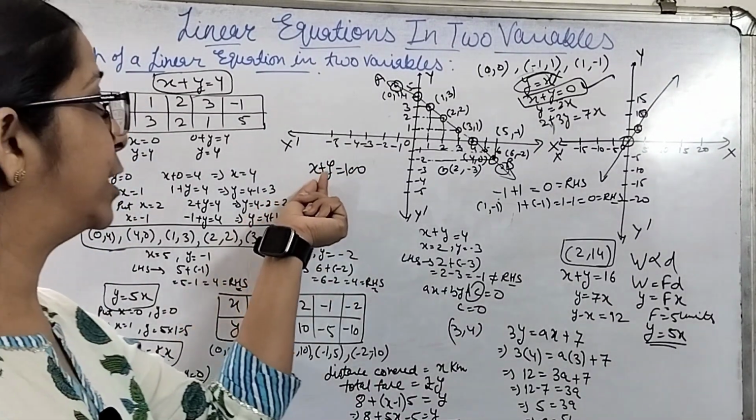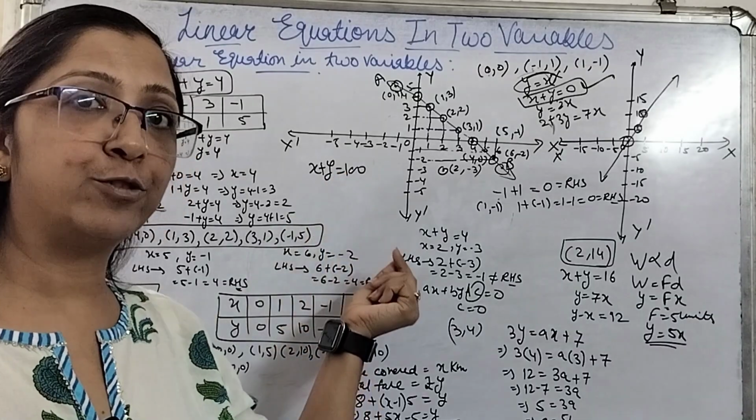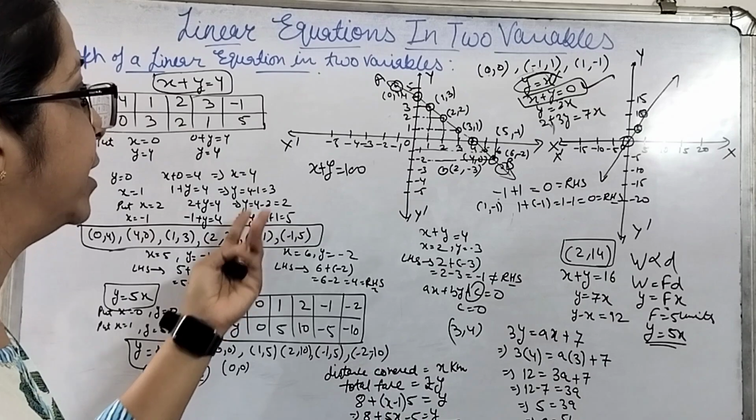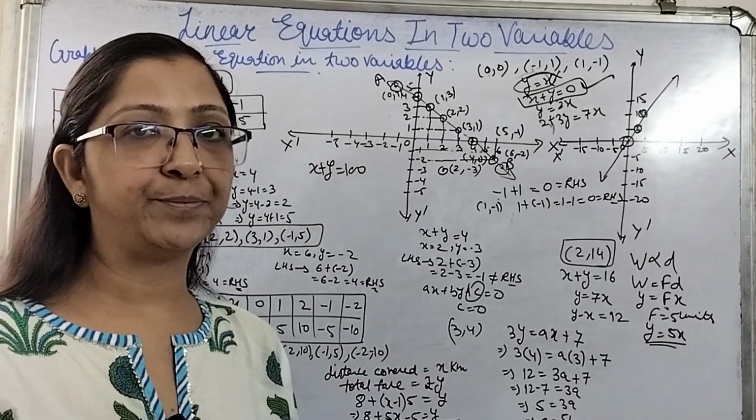So your equation will be x plus y is equivalent to 100. Now you will be keeping the values of x, and for that you will be getting the values of y. Similarly, you can find the solutions of this equation algebraically. Then you can plot it on the graph.